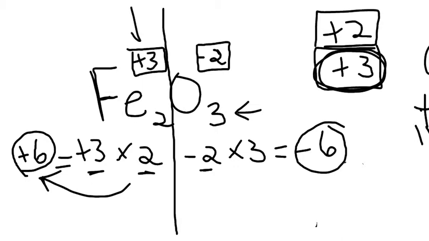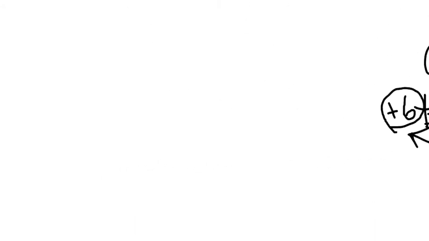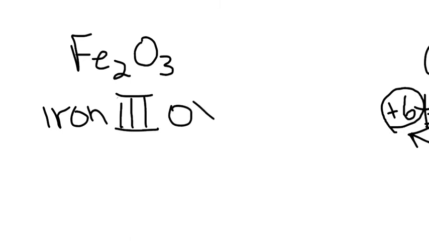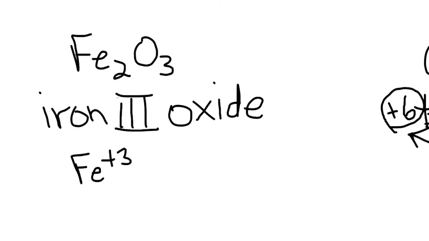Now that I figured out I used the +3 ion, the name of this compound, Fe2O3, would be iron, Roman numeral 3. Oh, that looks bad. Let me rewrite that. Roman numeral 3, oxide. Anyone that's reading this name understands that it was the iron +3 that I used to bond with the oxygen.